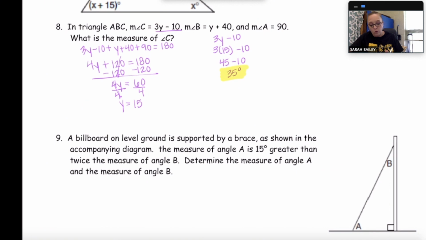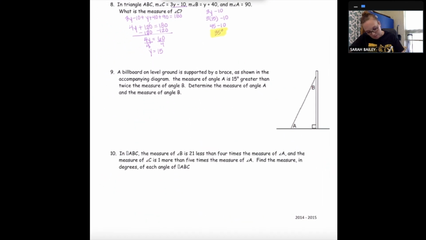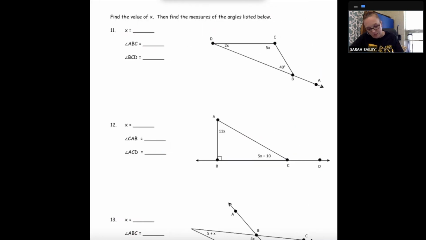All right, we are going to skip over number 9 and 10. So I want you to write skip in great big letters for 9 and 10 for me. And then let's look at number 11.